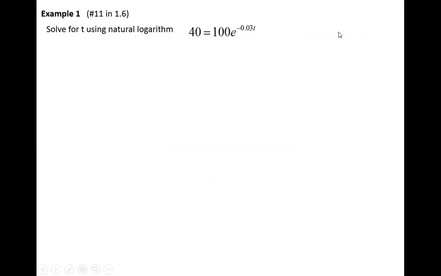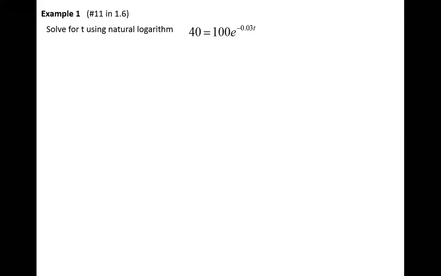Okay, I took this from the textbook. It's just an exponential equation, but I think we have to use logarithms to solve it. 40 equals 100 e to the power of negative 0.03 t. As you can see, we have to solve it for t. I have to take t out of that exponent.